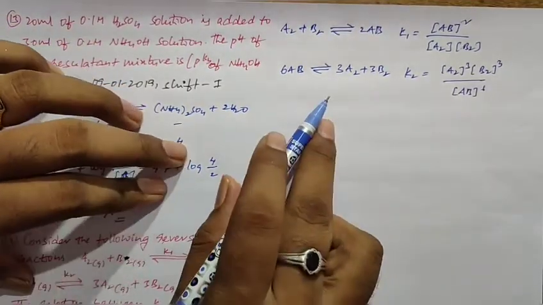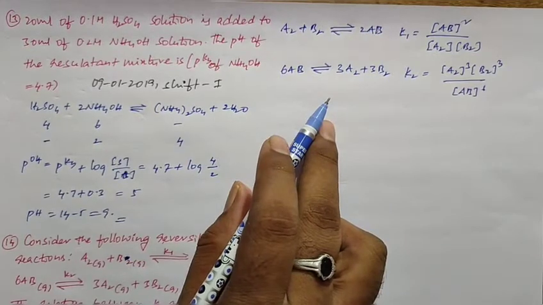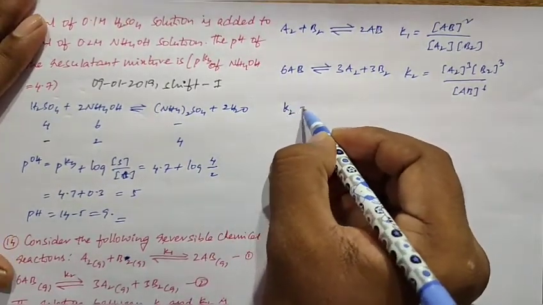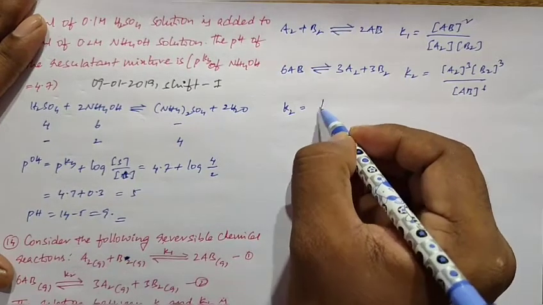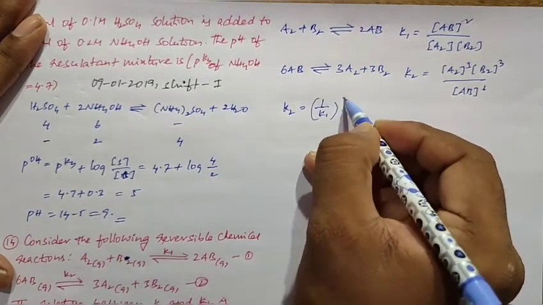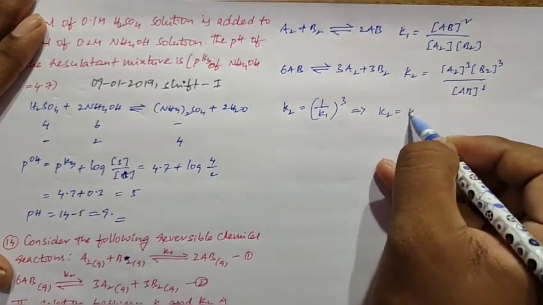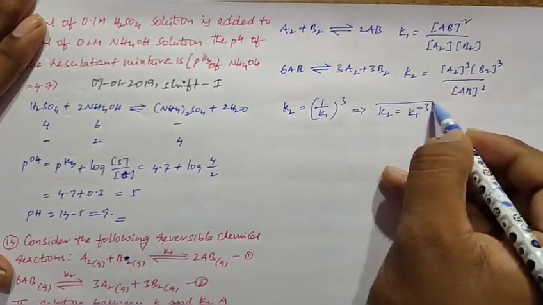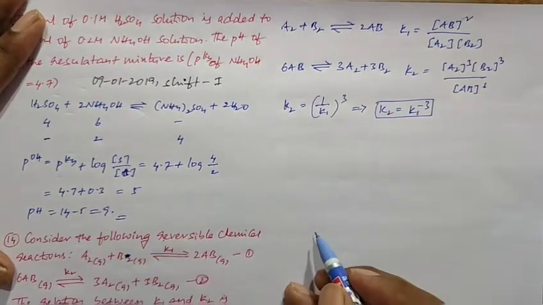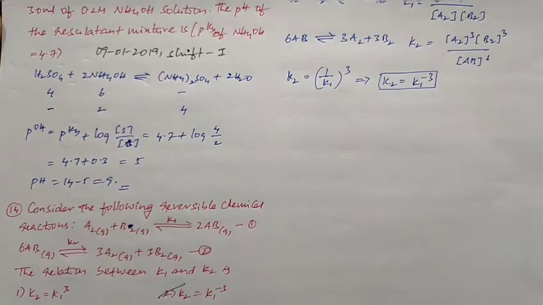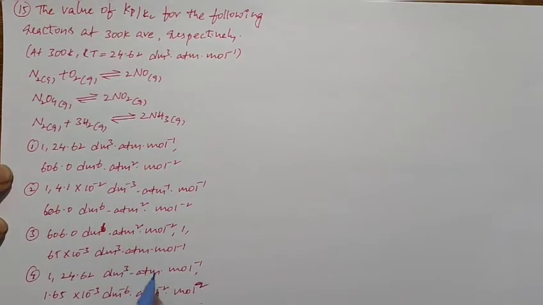To get the relation between K1 and K2, to get K2 from K1, first we need to reverse K1, then we need to take the whole cube. Then you get the relation K2 is equal to K1 power minus 3. So this is the relation between K2 and K1. If you see the options, the second option is the right option. That's all. Hello students, this is the next question.